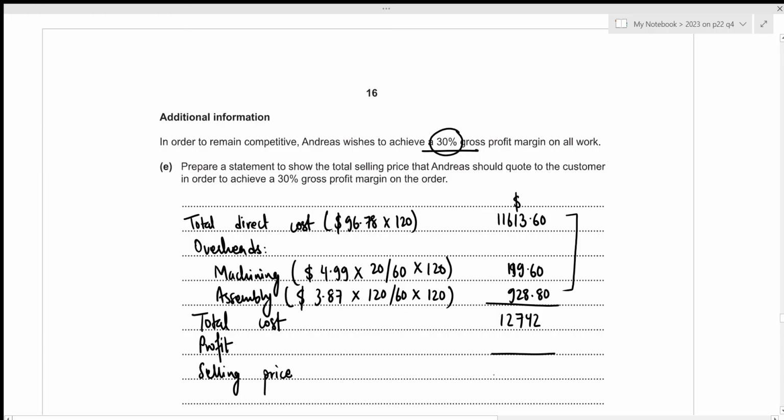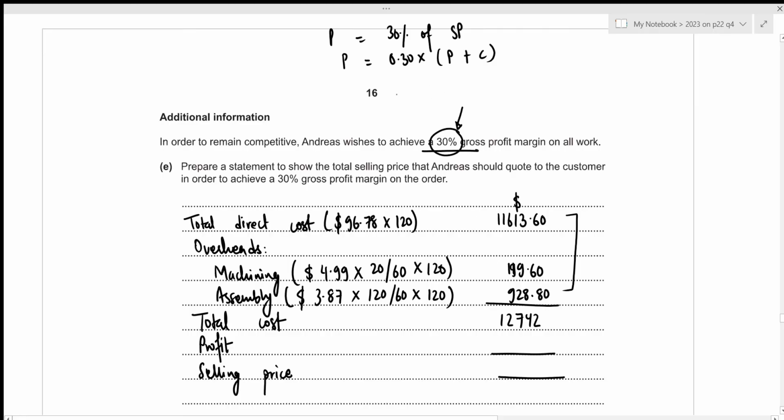But remember that this is not the markup. This is the gross profit margin, which means that 30% of selling price is the profit. So let's create an equation. The profit is just going to be 30% of selling price. And remember that selling price is just the sum of profit and cost. So the profit will be equal to 0.30 times profit plus cost.